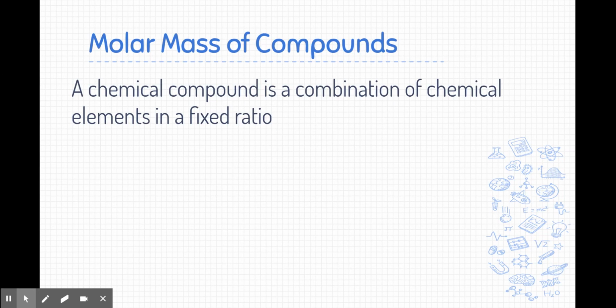Now that we've seen that the molar mass of every chemical element can simply be found by looking at the periodic table, we can start building up into creating chemical compounds and determining the mass of a mole of any chemical compound. Let's think back to our definition now of a chemical compound, which is it is a combination of chemical elements in a fixed ratio. The fixed ratio is important.